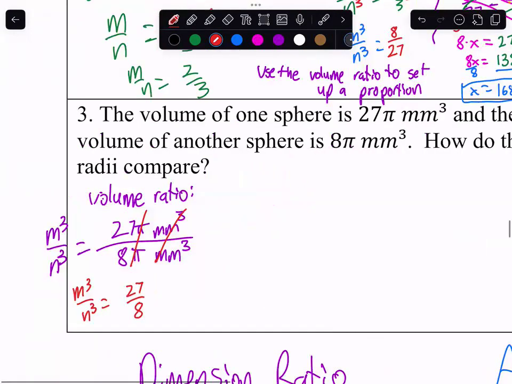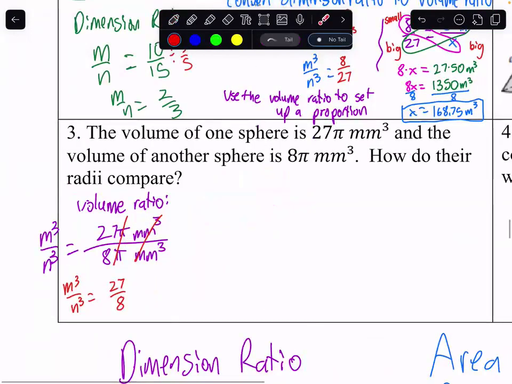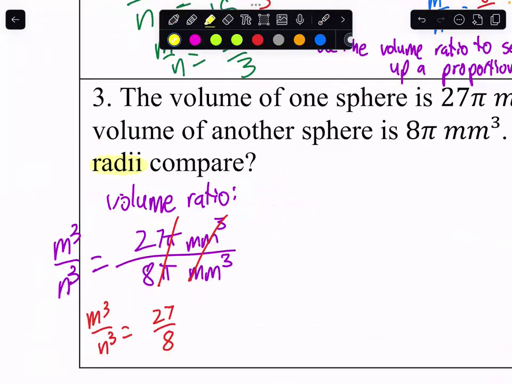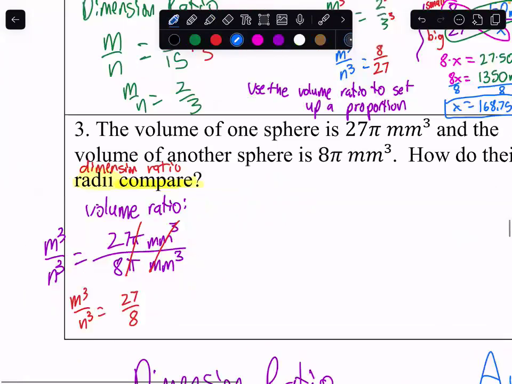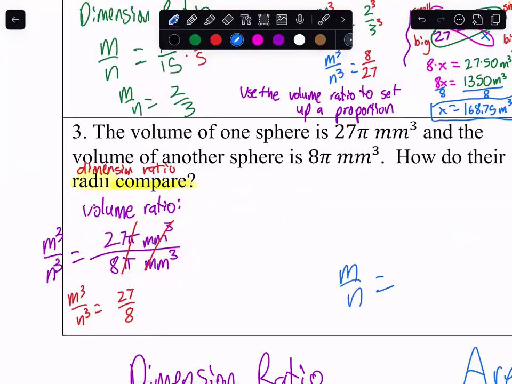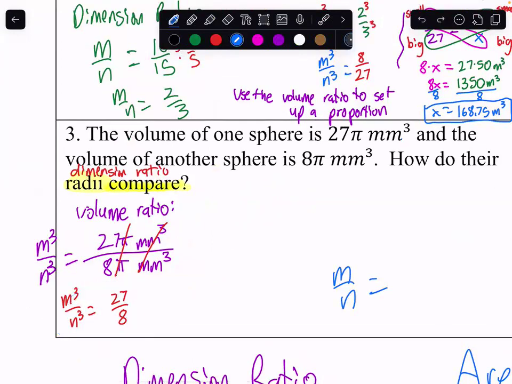All right, so now what are we trying to do for this question? The question is, how do their radii compare? Okay, so the radiuses are straight lines. So the real thing we're trying to find is, what is the dimension ratio? Right, because when I say compare, that means that we are making a ratio. Okay, so the end goal for this problem is to get m over n. Right, that's all we're asked to do, is find the dimension ratio. So we need to take the volume ratio and end up with a dimension ratio.